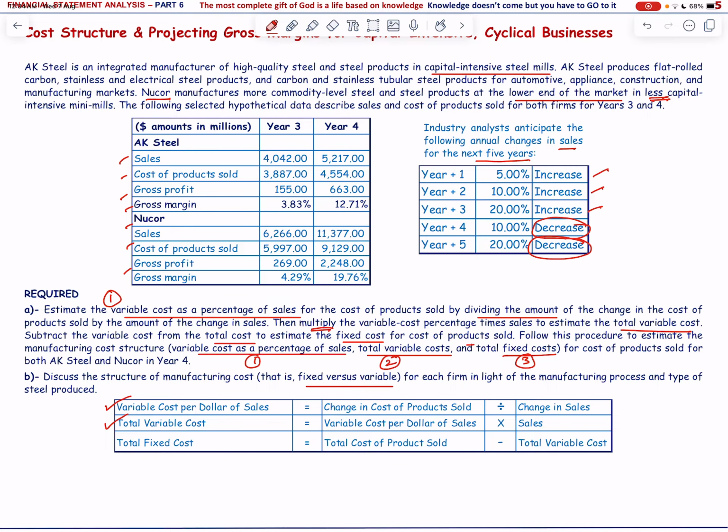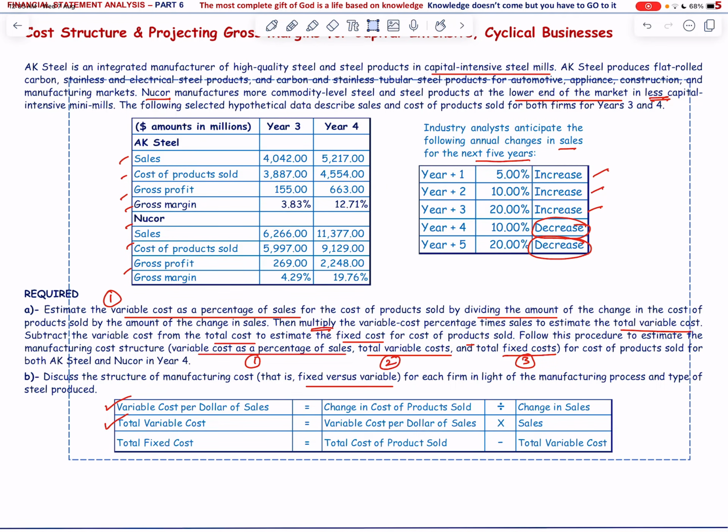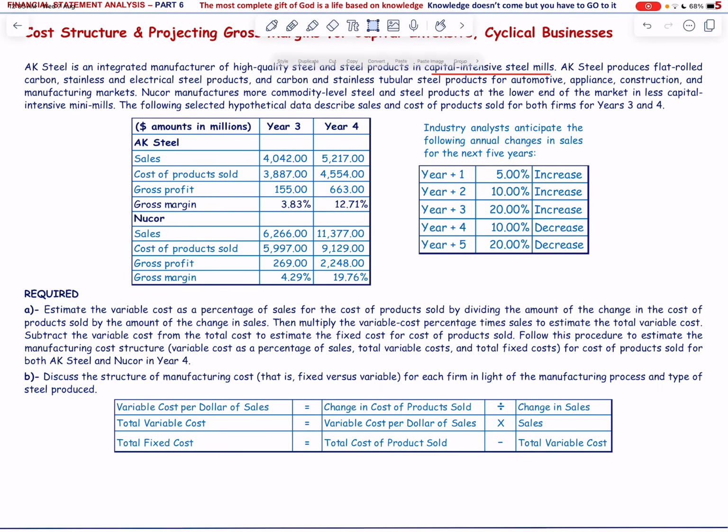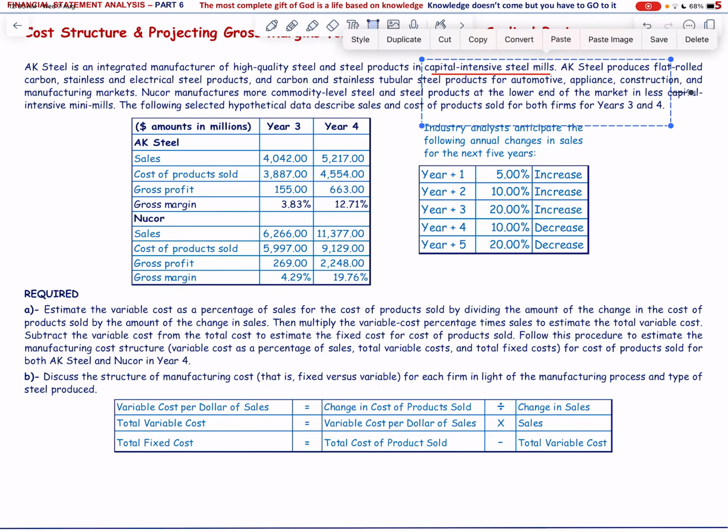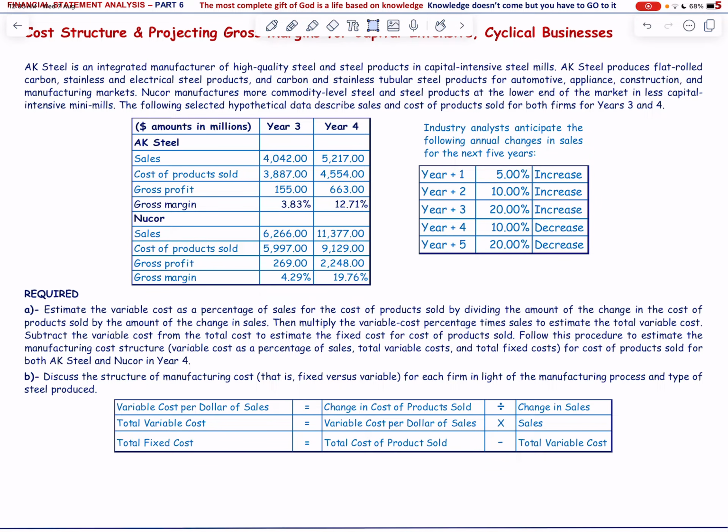So first of all, let me clean up the screen. I will be solving and making the calculations for AK Steel, and similar steps will be applied for Nucor as well. So I will give you the calculations, and you can simplify on your own. So let us go for AK Steel.